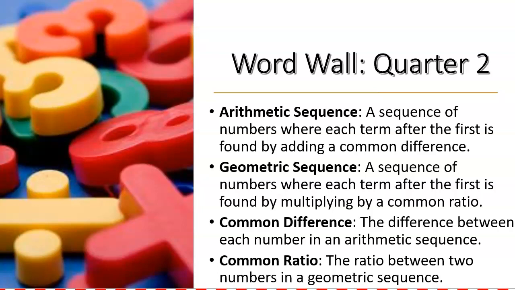Those first 4 word wall words are arithmetic sequence, a sequence of numbers where each term after the first is found by adding a common difference. Geometric sequence, a sequence of numbers where each term after the first is found by multiplying by a common ratio. Common difference, the difference between each number in an arithmetic sequence. And common ratio, the ratio between 2 numbers in a geometric sequence. And we will learn about these words in our lesson today.